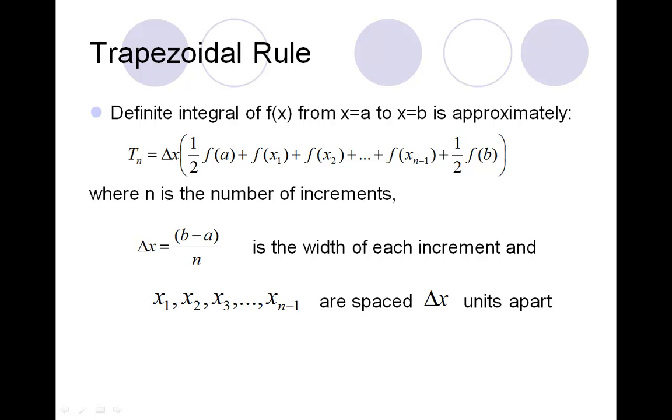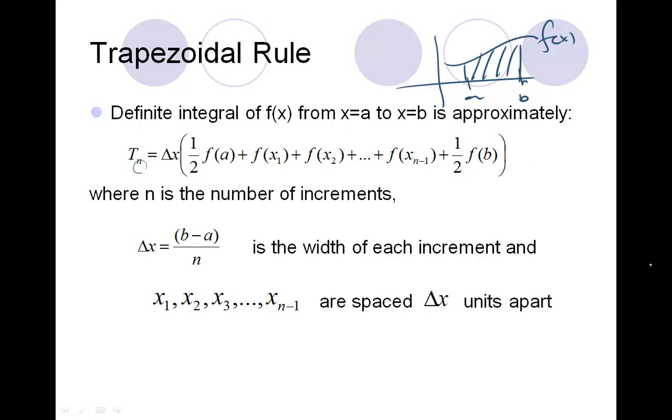I'd ask you to take a minute and copy this down. It is the definite integral of f of x from x equals a to x equals b. And again, that's our general definite integral when we are taking the area under a curve from a to b of some function f of x, is approximately equal to the total of n trapezoids, however many divisions you use, where we take the change of x times 1/2 of f of a plus f of x sub 1, f of x sub 2, etc., until we get to 1/2 of f of b.